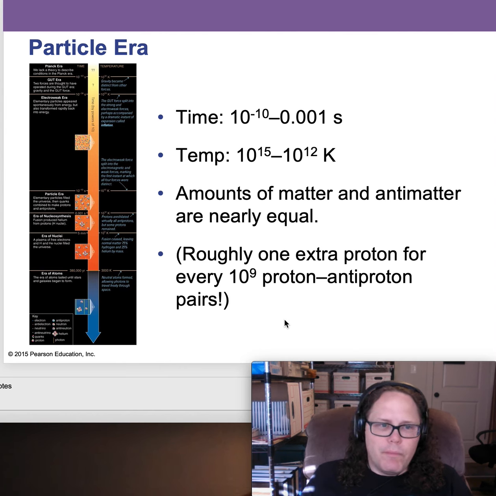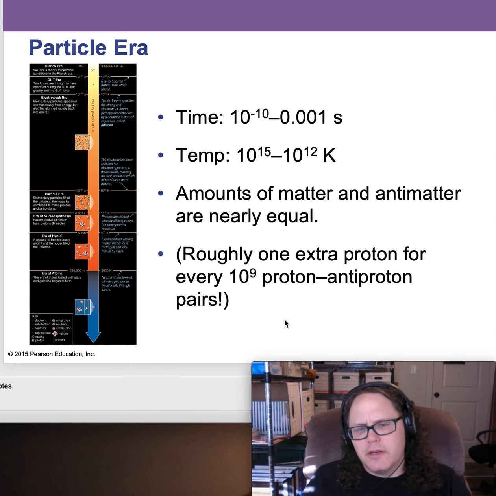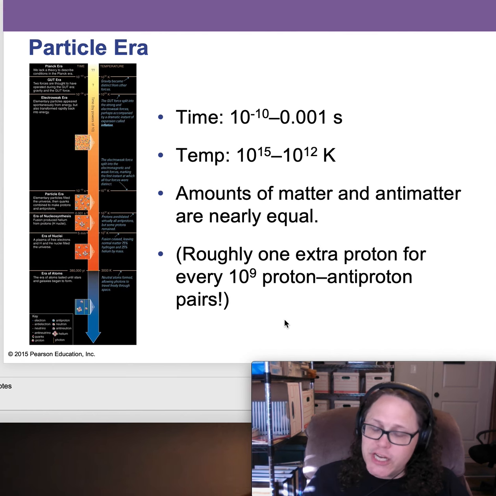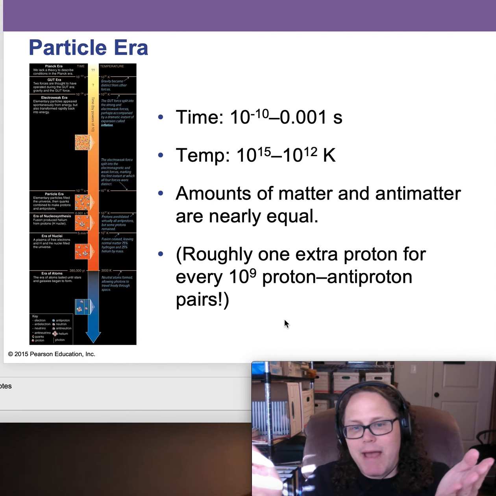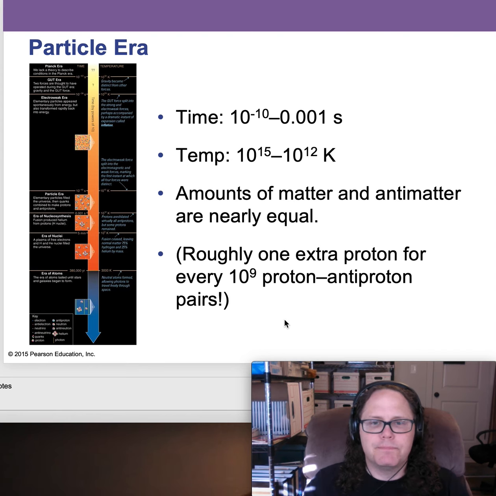So from the Electroweak era up to about 1/1000th of a second after the Big Bang, there were lots of particles in the universe. Lots of particles that had just been created from the energy of photons. Matter and antimatter in roughly equal amounts.